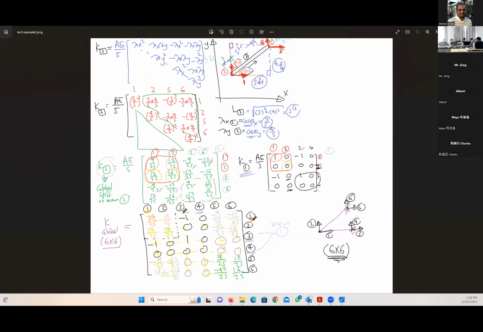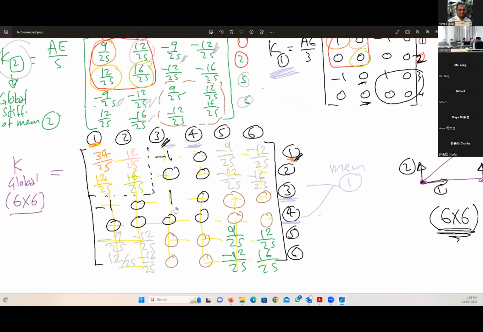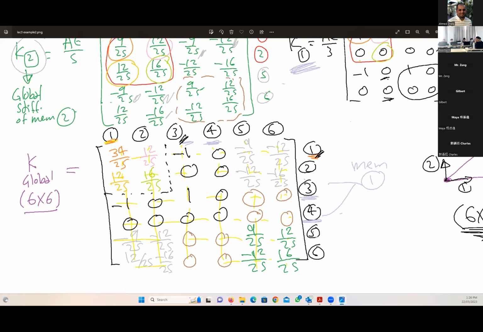Can you see the screen? Can you see my screen?